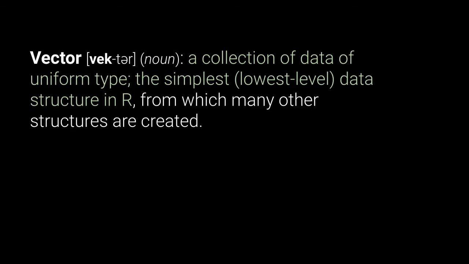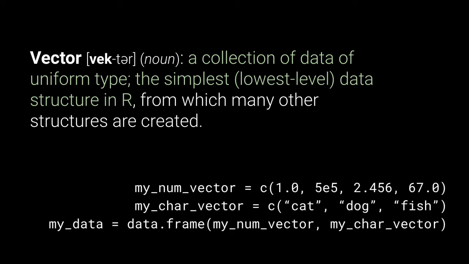All right, so I've made mention of vectors. Let's now define them. A vector is just a collection of data of uniform type, for example, all numerics or all characters. It's the simplest, lowest level, most basic data structure in R from which many other structures are created. So in that bottom line, you can see a data frame being created from these two uniform vectors, first the numeric vector and then the character vector. So you can really think of vectors as the building blocks of R.